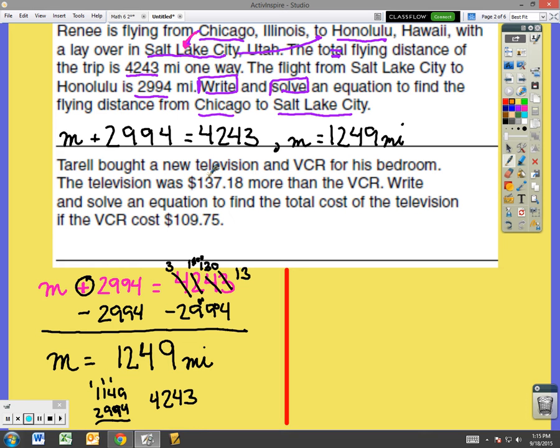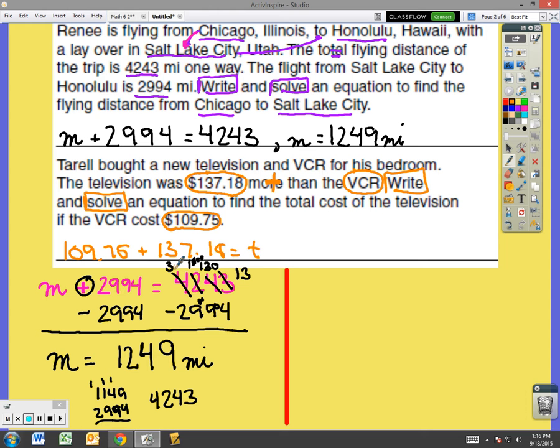Okay, so we bought a television, and the television was not $137.18. It was that added on to the price of the VCR. So if I figured out the price of the VCR and added that, I would get the cost of the television. But over here it says the VCR costs this much. So we need to write and solve an equation to figure out the cost of the television. Now, many of you are saying, all I would do is take $109.75 and add to it $137.18 to get the cost of the TV. But we know that's not an equation.